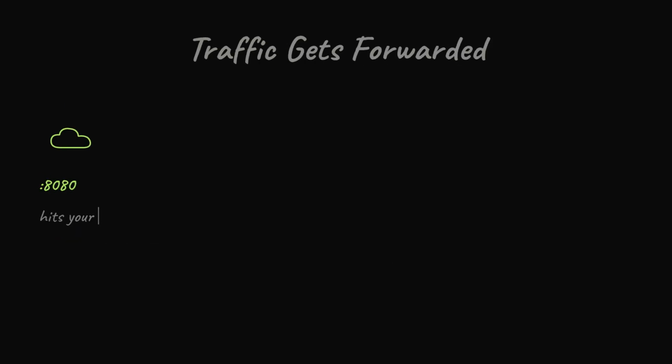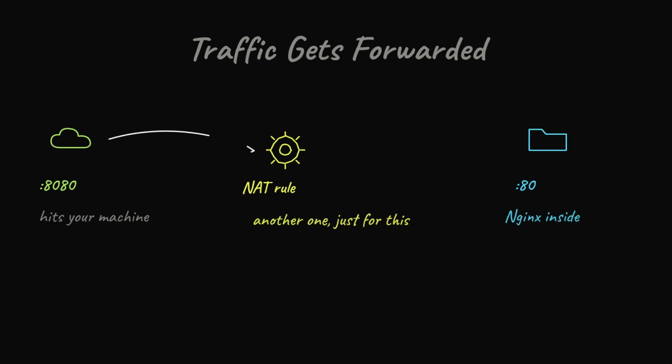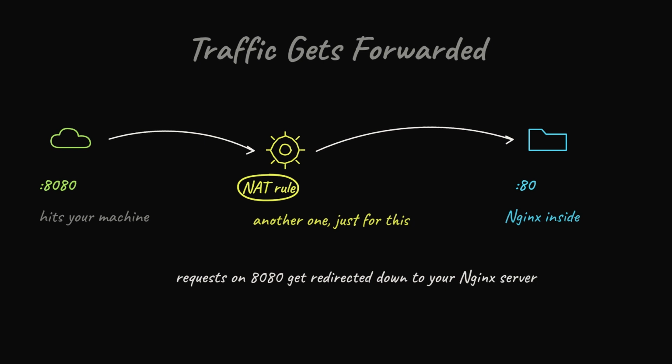You have to explicitly open a door, and you do that with the publish flag when you start the container, something like -p 8080:80. That tells Docker any traffic hitting my machine on port 8080 should get forwarded down to port 80 inside the container. Docker sets up another NAT rule specifically for this, and now requests coming in on 8080 get redirected to your Nginx server.